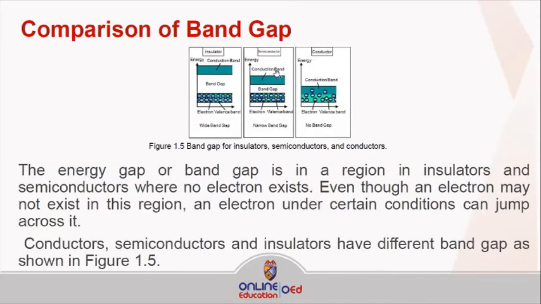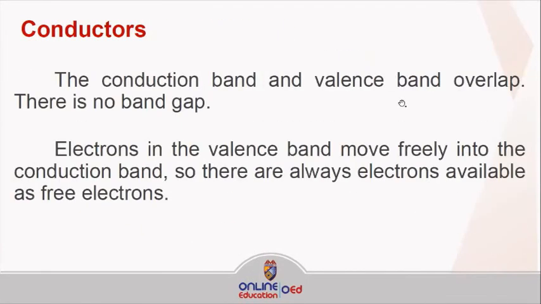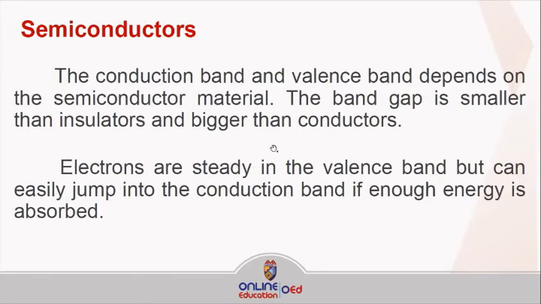Ang band gap sa semiconductor is hindi naman wide tsaka hindi rin no band gap. Narrow yung kanyang band gap. Meron pa rin konti sa pagitan ng valence band at conduction band. Kaya ang nangyayari is the electrons are steady in the valence band but can easily jump into the conduction band if enough energy is absorbed. Okay, that's the characteristic of a semiconductor and the band gap of its materials.